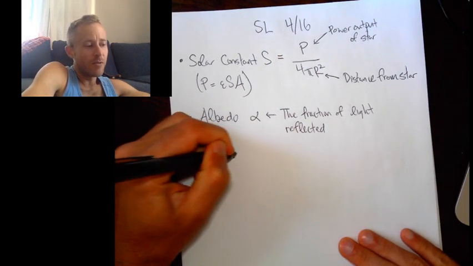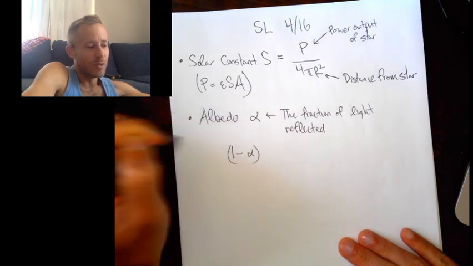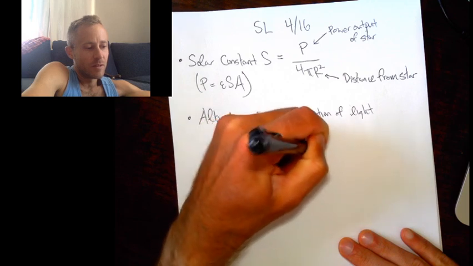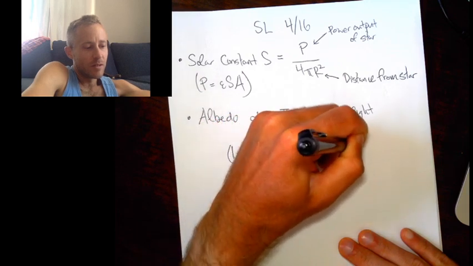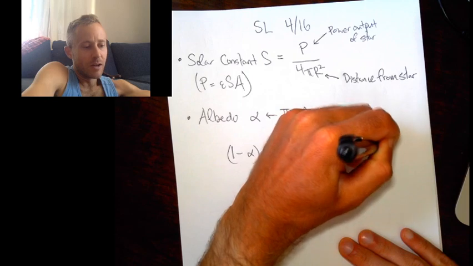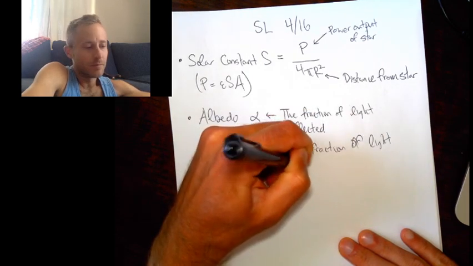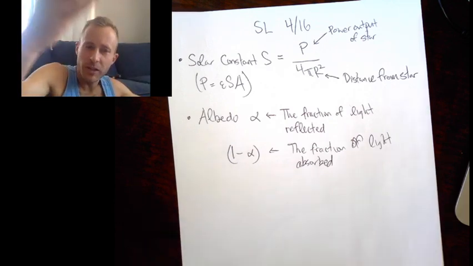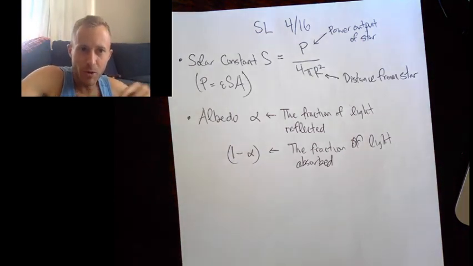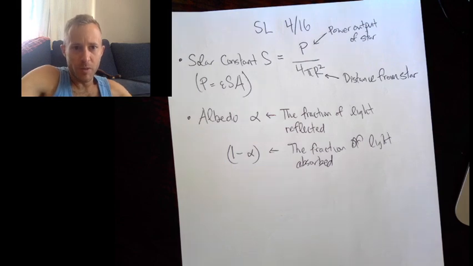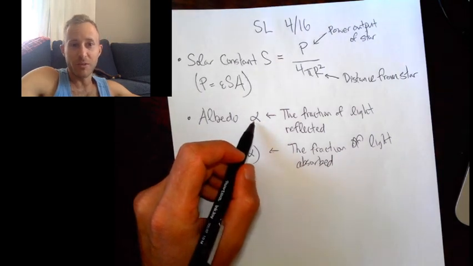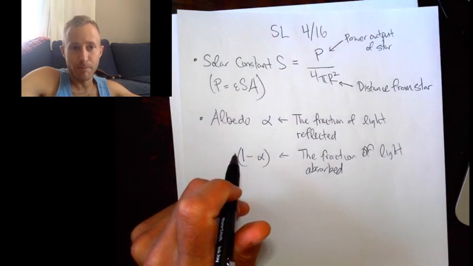1 minus alpha would be the fraction of light absorbed, right? Because the light is either reflected or absorbed. It can't do both. So it's just the remainder. So basically, if you reflect 30% of the light, then you absorb 70% of the light.